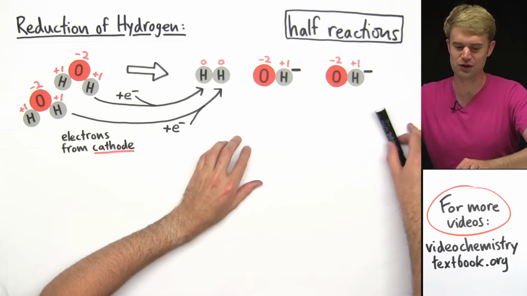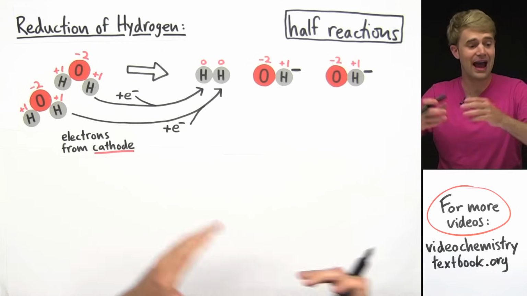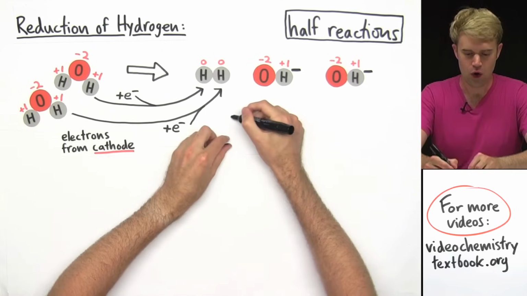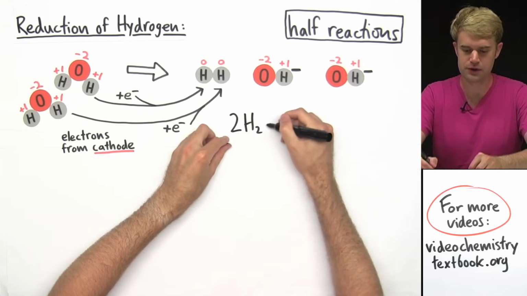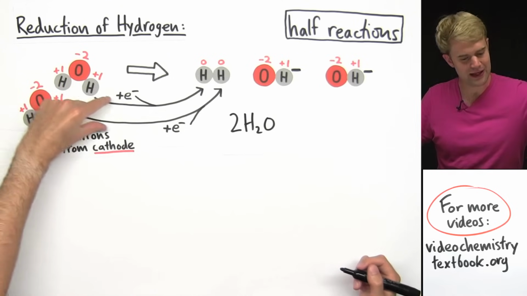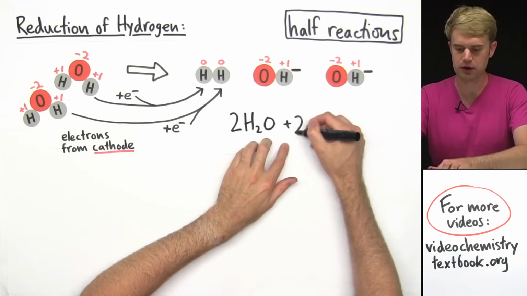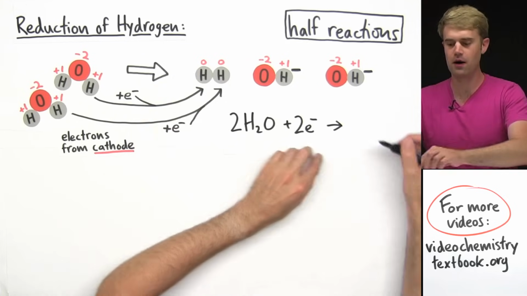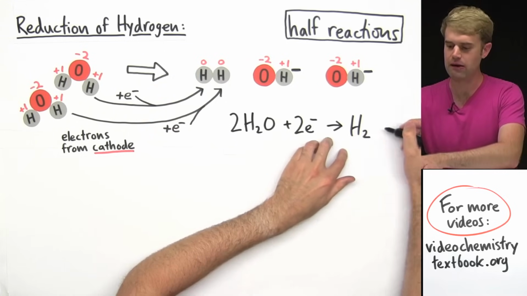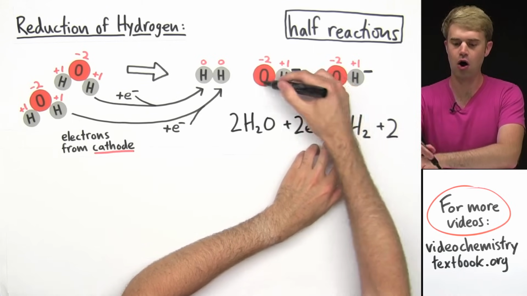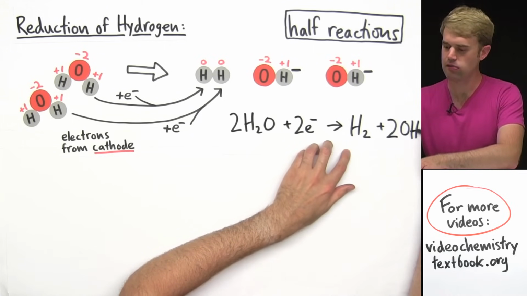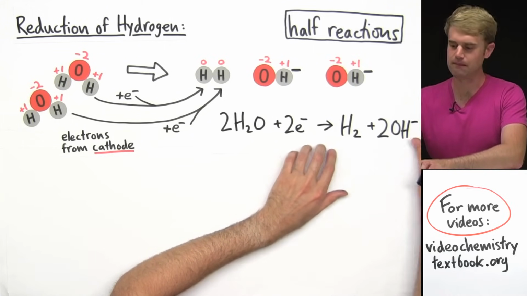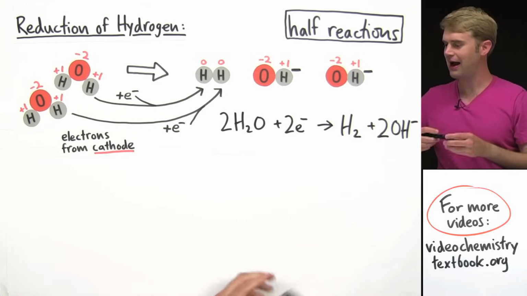Let's look at how we can actually write an actual half reaction for what's going on here. We start with 2 molecules of H2O, and then we gain 2 electrons, so plus 2e-, and that gives us 1 molecule of H2, and then we get 2 OH-. So that's the half reaction for the reduction of hydrogen.